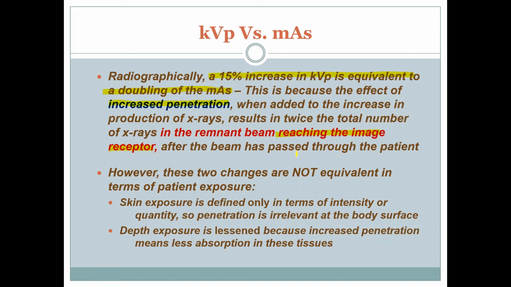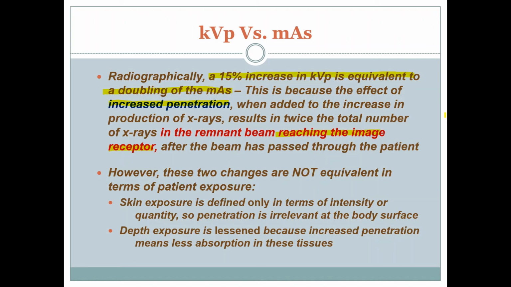A 15% increase in kV increases patient exposure by only approximately 40%, whereas a doubling of the mass doubles beam intensity, doubles our patient's exposure. The other direction, a decrease of 15% in kV decreases patient's exposure by 15%. If you were to do that same decrease and go down 50% in your mass, you decrease patient exposure by 50%.